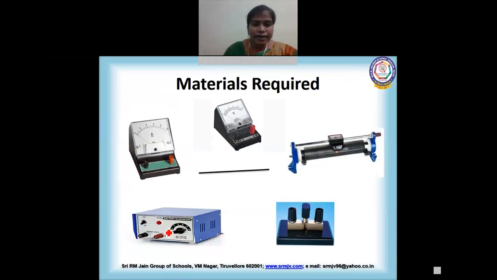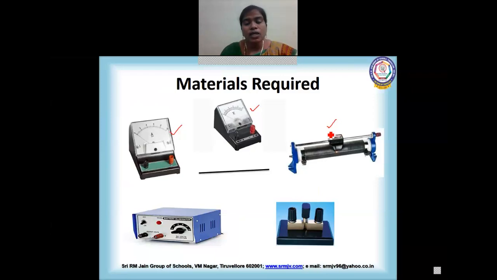We need a battery eliminator. A battery eliminator is an instrument which is going to maintain the potential difference in this circuit. And we need an ammeter. Ammeter is a device which is used to measure the current flowing through the circuit. And we need a voltmeter. Voltmeter is a device which is used to measure the potential difference across the ends of the conductor. And we need a rheostat.